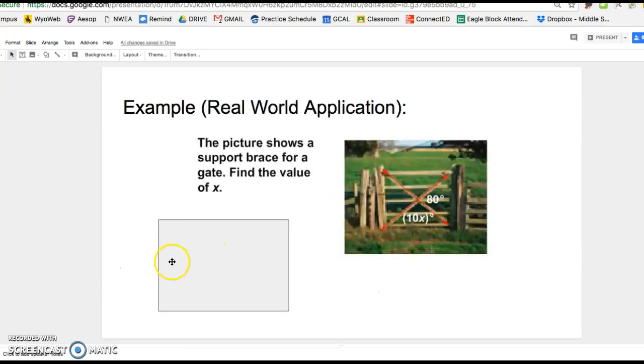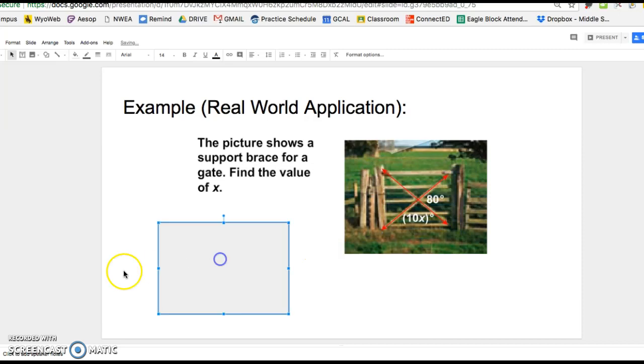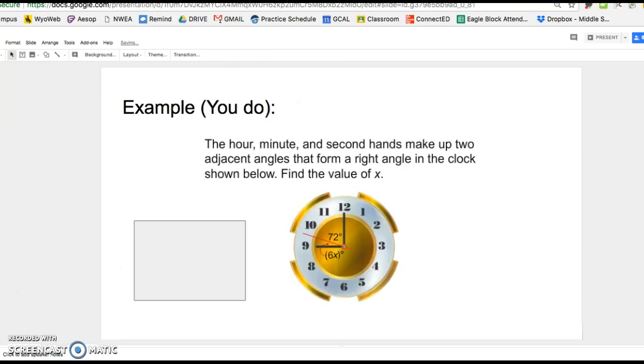Okay, so looking at this, you should have answered that they're supplementary, meaning they add to 180 because these are on that straight line. So you'd have 10x plus 80 equals 180. Subtract 80 to get 10x equals 100, and then x equals 10. Okay, so one more, and you guys go ahead and do this one, and then I'll give you the answers.